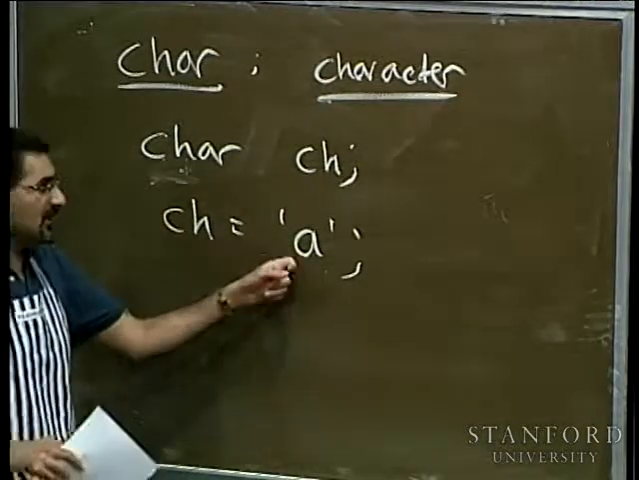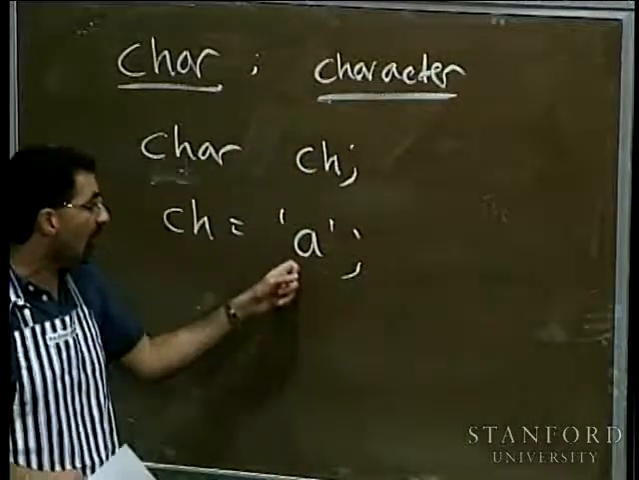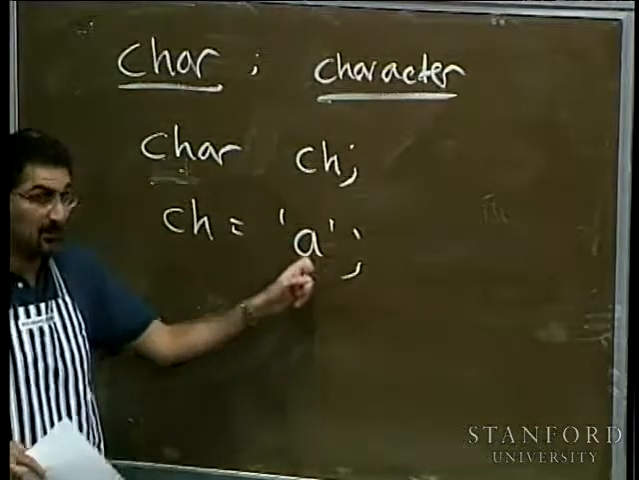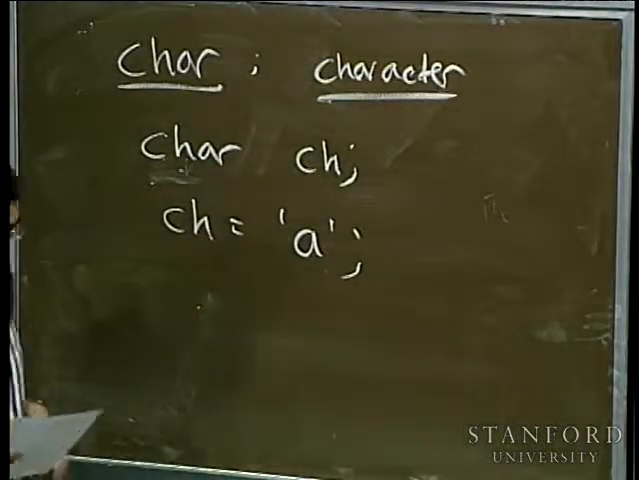The other thing that differentiates a character from a string is that a character always is just a single character. You can't put more than one character there. It can't be like ch equals 'AB'. That's not allowed. It's just a single character.